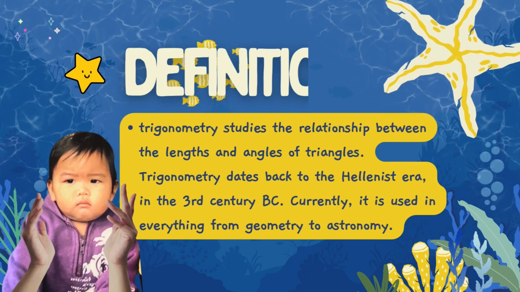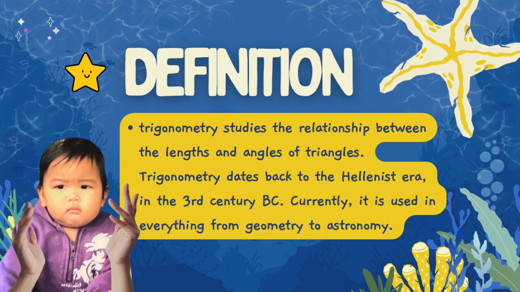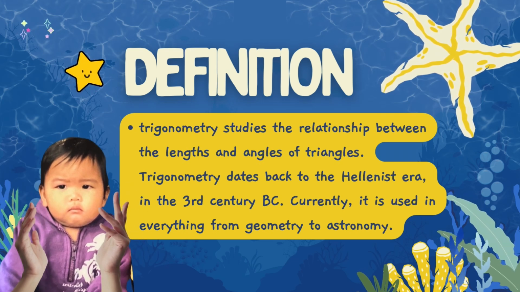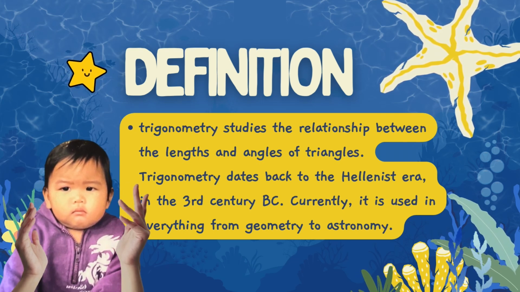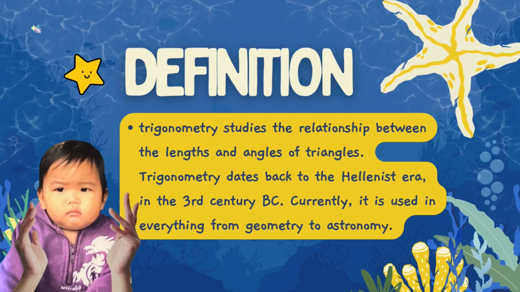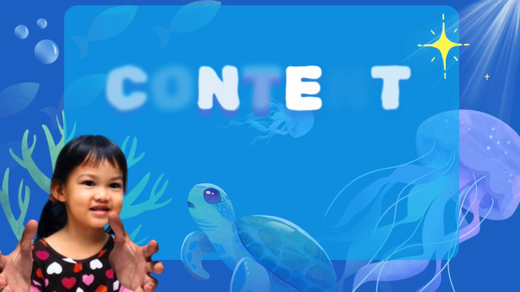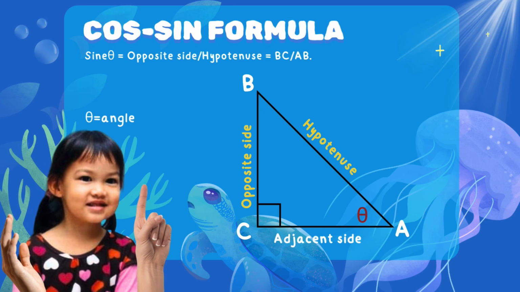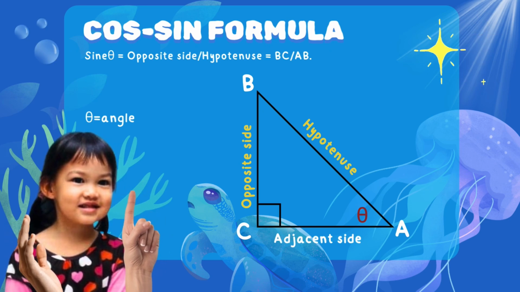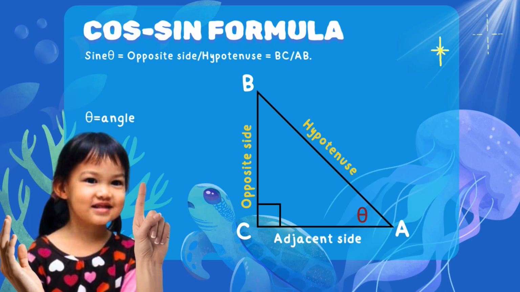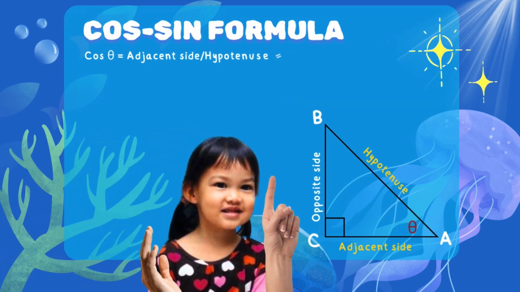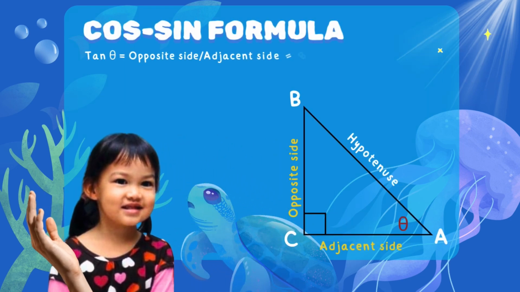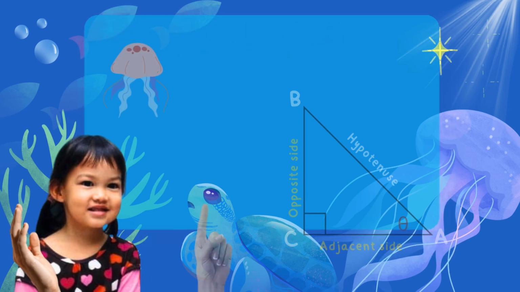Hey, let's talk about the definitions of it. Trigonometry is a branch of mathematics that studies the relationship between the lengths and angles of triangles. Trigonometry dates back to the Hellenistic era in the 3rd century before Christ. Currently, it's used in everything from geometry to astronomy. And this is the content that we use in class. First up is the sine formula. Sine theta, where theta is the angle, equals the opposite side over the hypotenuse, which is side BC over AB. Cos theta is the adjacent side over the hypotenuse, which is side AC over AB. Then tan theta is the opposite side over the adjacent side, which is side BC over AC.